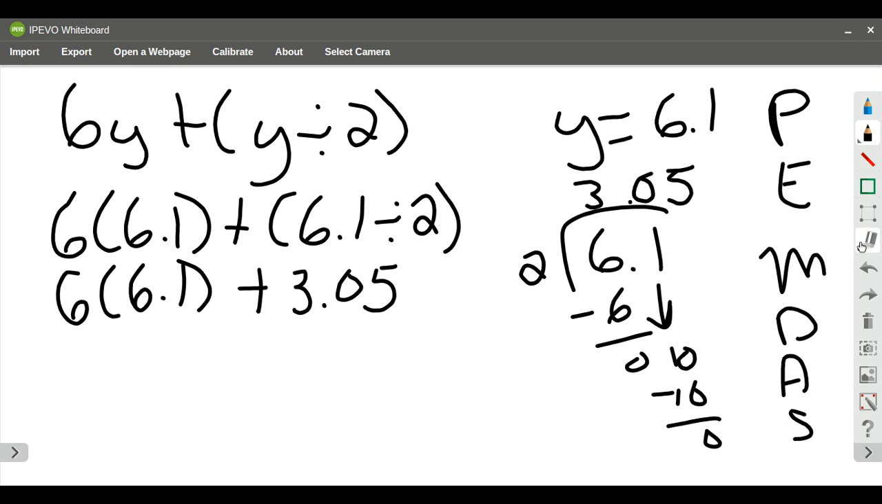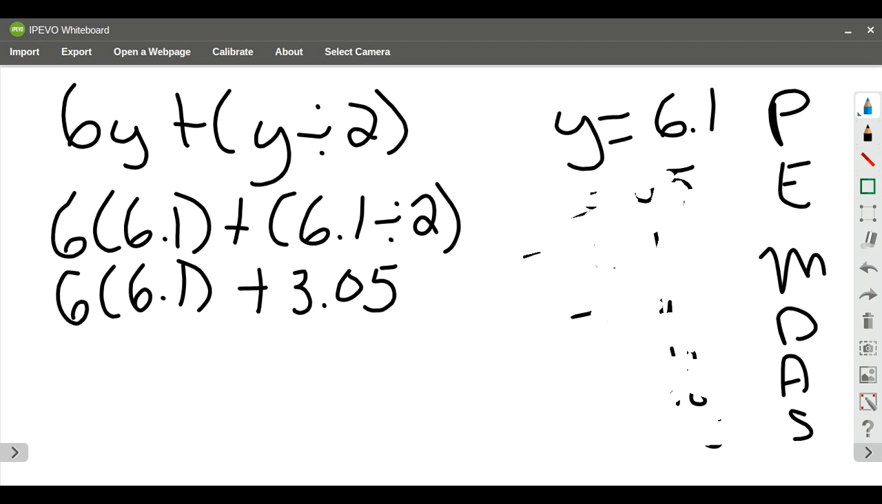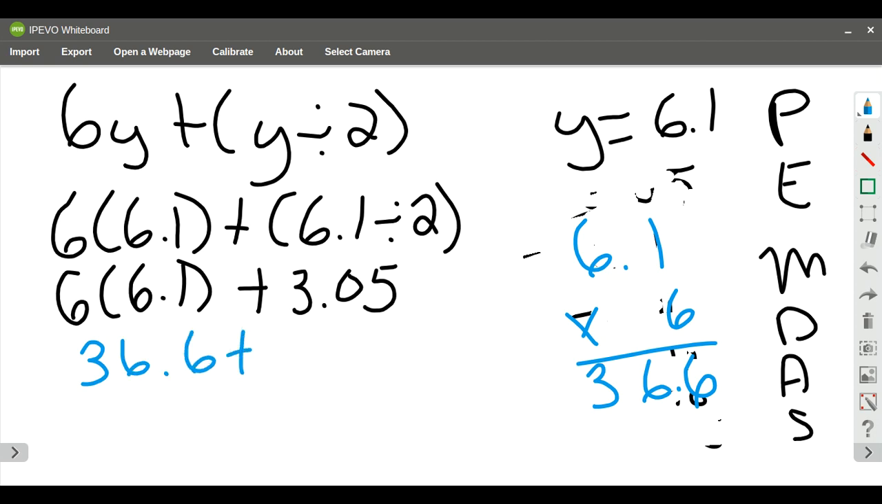And so the next step that I need to do is I need to go ahead and do some multiplication. So let me clear out this so I have some workspace. And then I'll just do it in a different color. So I'm going to do 6.1 times 6. So 6 times 1 is going to be 6. 6 times 6 is going to be 36. I have one value behind the decimal. So now I have 36.6 plus 3.05. So my final answer is going to be 39 and 65 hundredths.